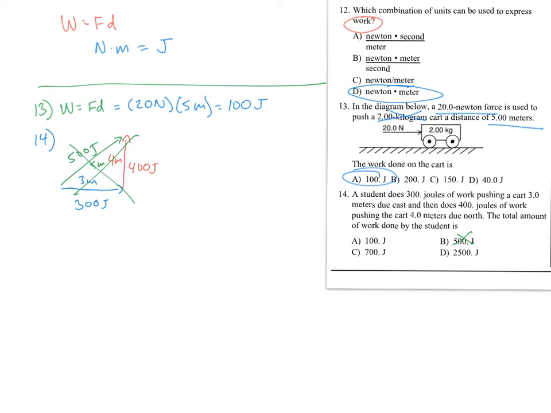Really, the thing about work, it's not like displacement. It uses distance, where it's path dependent. So what we're going to do here is just add 300 and 400. Total work is equal to 300 plus 400, which is equal to 700 joules. Choice C. Simple as that.